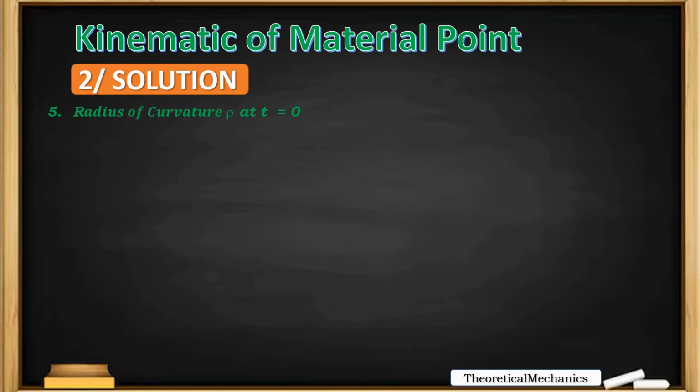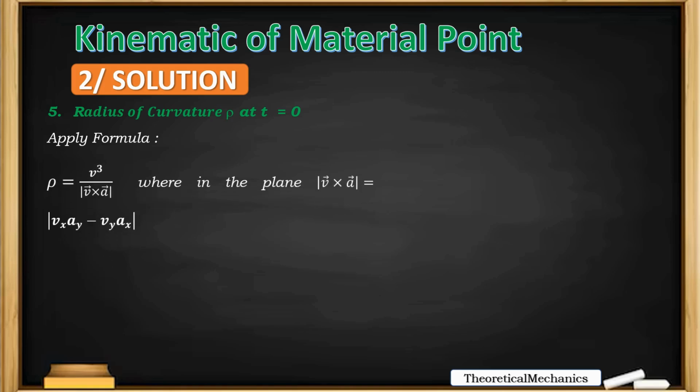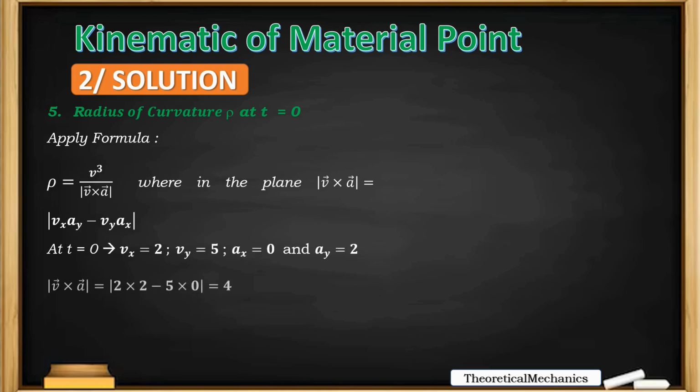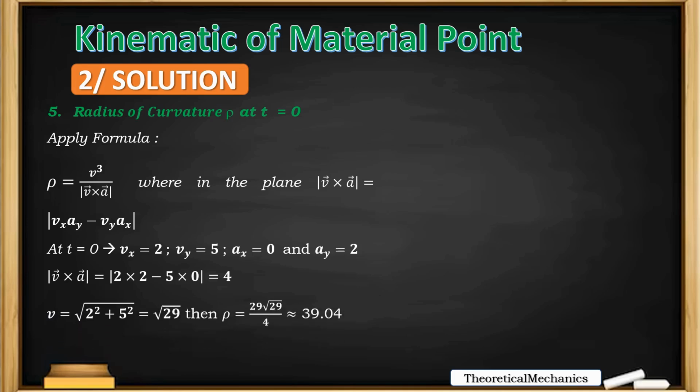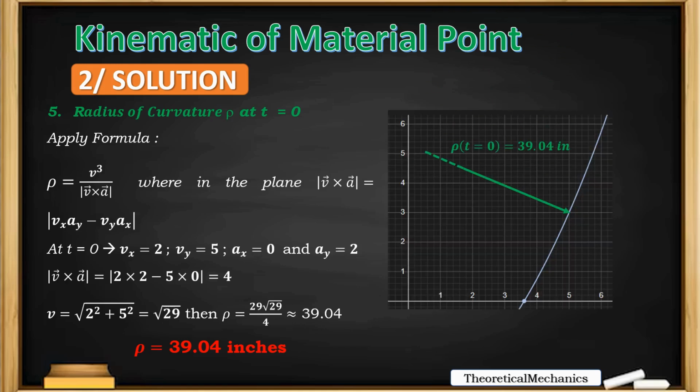Every type of trajectory necessarily has a radius of curvature, ρ, at each point along its path. This radius can be calculated using the formula, ρ equals v cubed divided by the magnitude of the vector v cross a. In our case, we will calculate the radius of curvature at time t equals 0. As you can see, this radius varies with time. The further we go, the larger the radius becomes. Finally, at t equals 0, the radius is at its smallest value, which is equal to 39.04 inches.